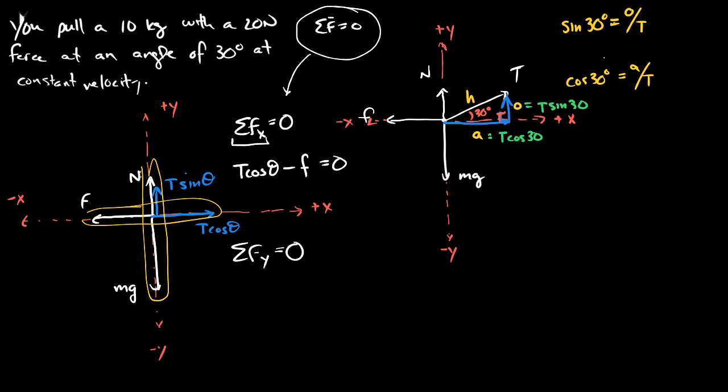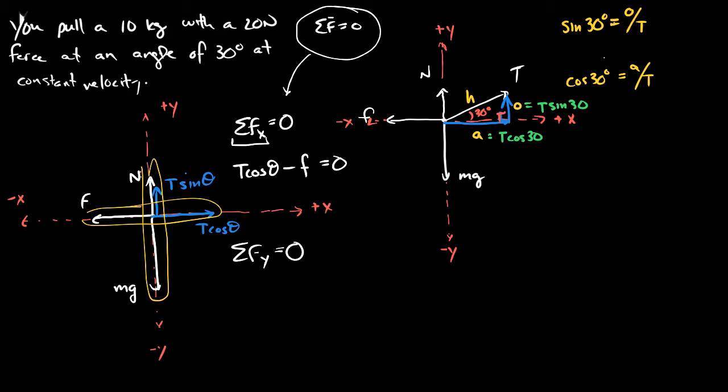Any questions? Yes, sir. Why is it T cosine theta minus friction necessarily, not the other way around? I chose to the right to be positive. Oh, right, okay. That was really the only reason. It would make no difference.